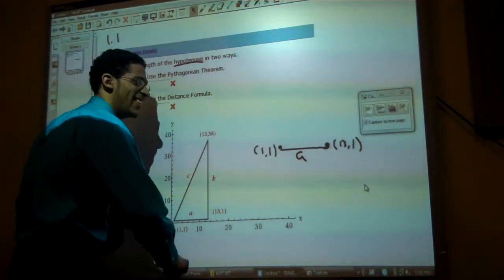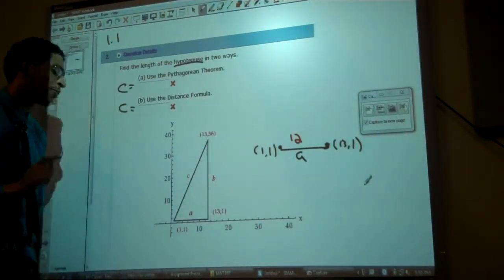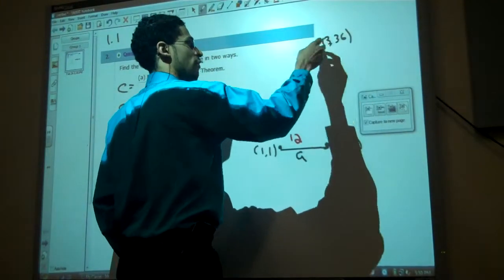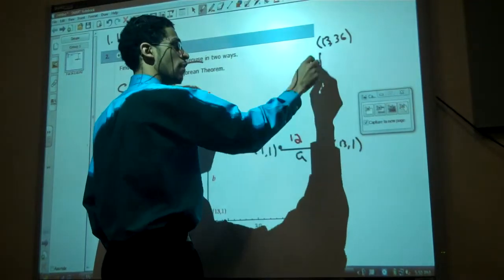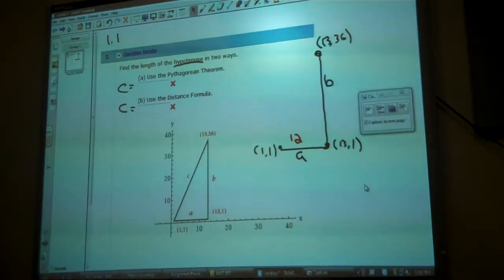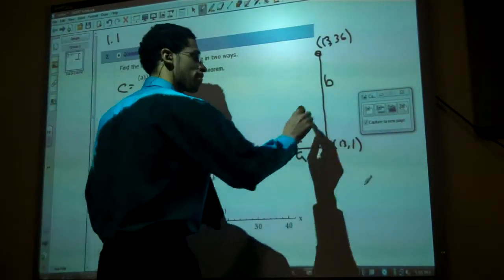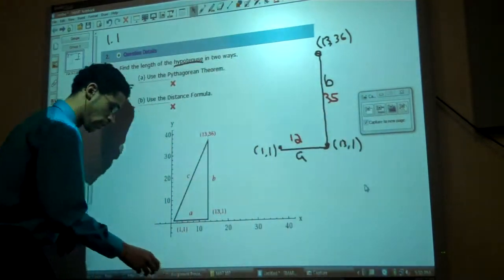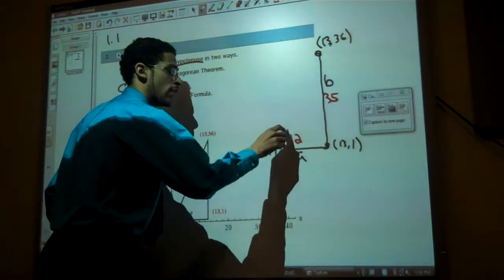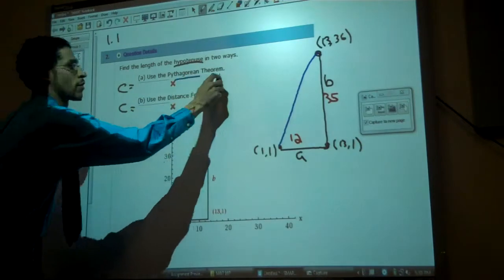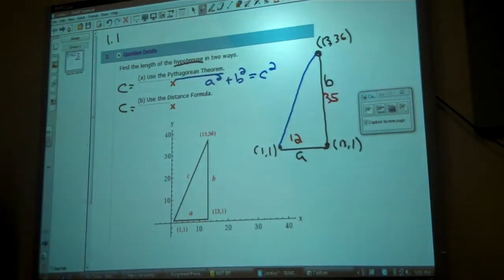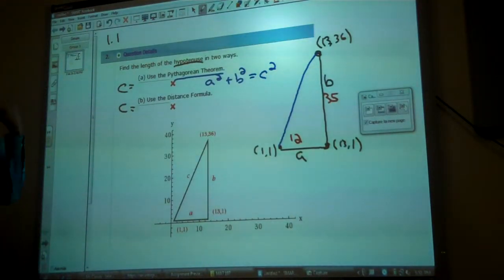Very good. Then we go from 13, 1 up to 13, 36. How long is B? 35. Very good. So then we want to find this distance. Use the Pythagorean theorem. A squared plus B squared equals C squared. 12 squared plus 35 squared equals C squared.